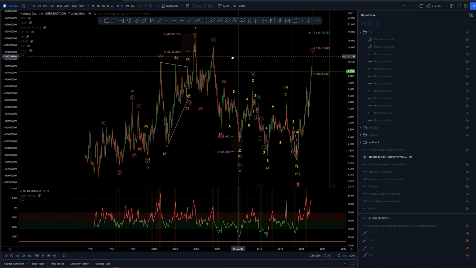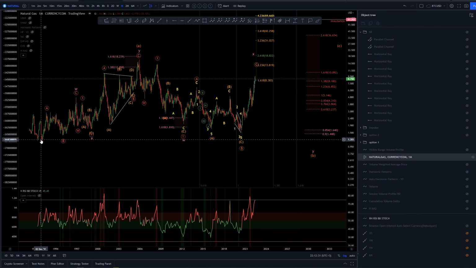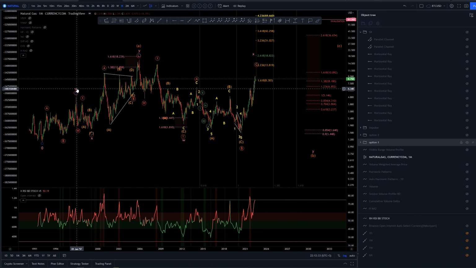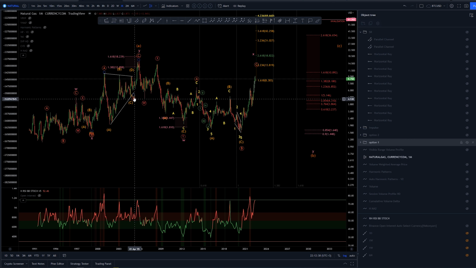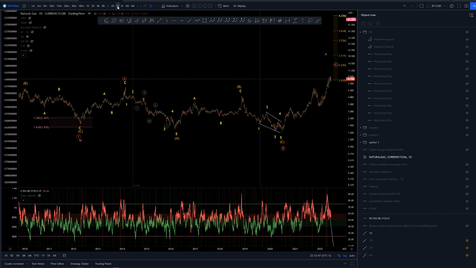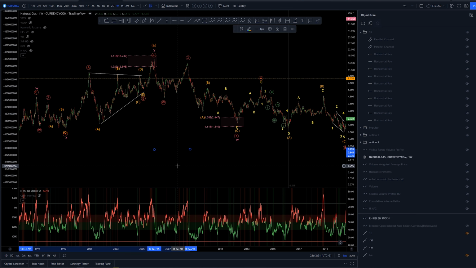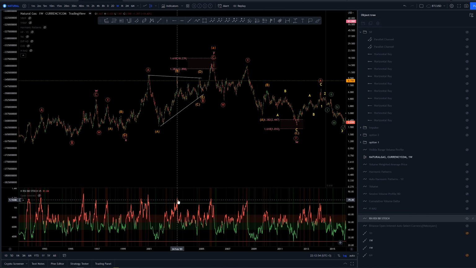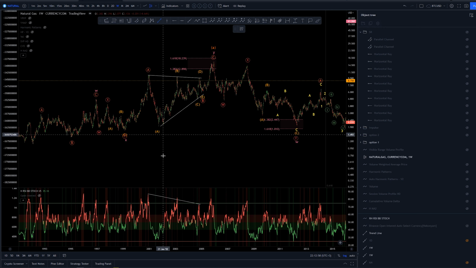We have 2 different counts here that I'm going to be presenting on the higher time frame. The first one is saying that we have A, B, and C into W, W, X, Y into X, and A, B, C into a Y wave. On the B wave, we have a triangle that is supported on RSI as well. Let's get closer, maybe weekly. On the weekly time frame we see that we have this contracting pattern here.